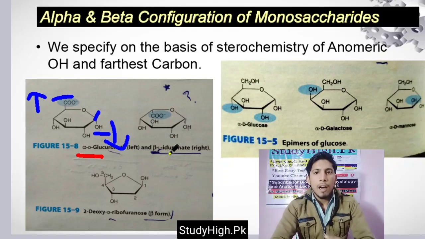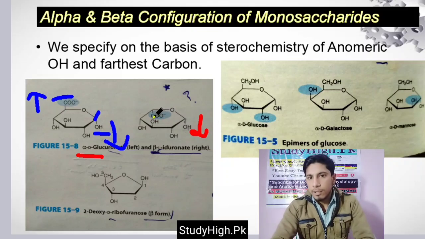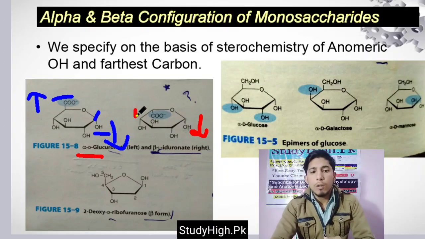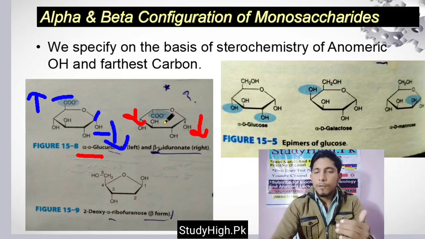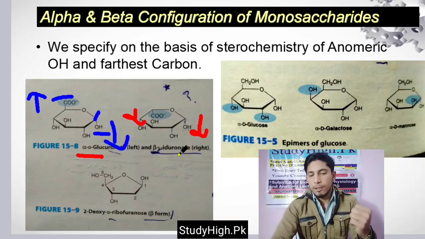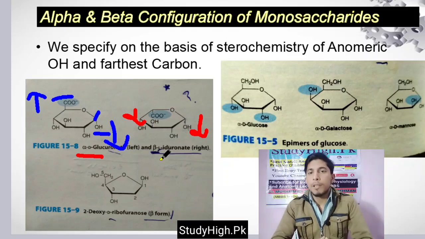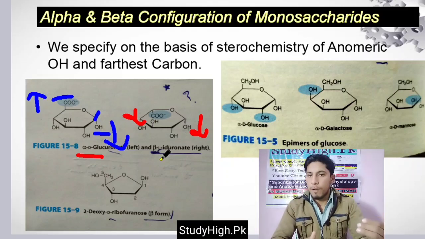Whereas in iduronic acid, this is the hydroxyl group on anomeric carbon, carbon number 1. It is projected downward, whereas this is carbon number 6 that is furthest away from this anomeric carbon, and it is projected downward. In this way, both are in cis form. As both are in cis form, that's why we say it is beta form, beta L iduronic acid. So this is the basic concept on the basis of which we determine whether a monosaccharide is in alpha form or in beta form.